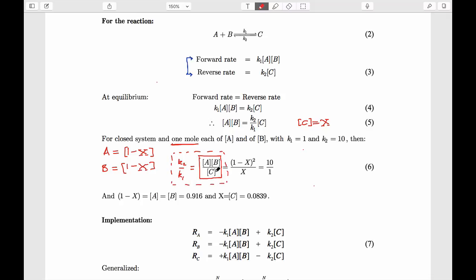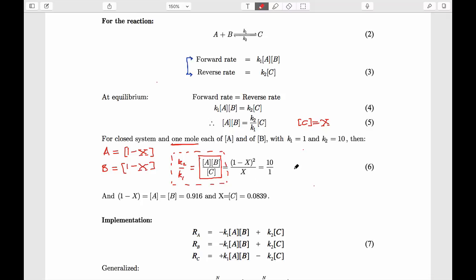And if you look at replacing each of these with the concentrations, the concentration of C is X, the concentration of A is 1 minus X, the concentration of B is 1 minus X, and so this has to be the ratio of the concentrations of C that are present within the system. And so if we start off with 1 mole of A and 1 mole of B, and we know the reaction rate coefficients, we can calculate how much of the product we get out of this, which is X, which we'd like to find out.